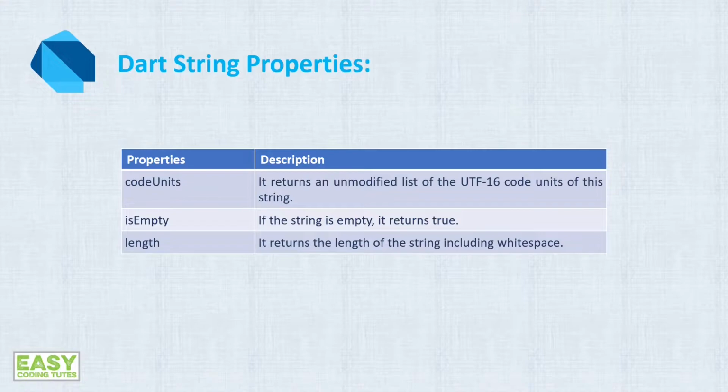Here we have Dart string properties. The first one is code units. It returns an unmodified list of UTF-16 code units of this string. Is empty: if the string is empty, it returns true, otherwise false. Length: it returns the length of the string including white spaces. So let's jump to the example to understand all these properties in a better way.